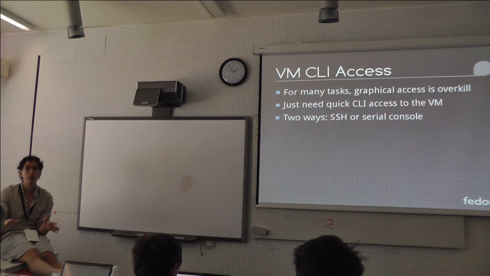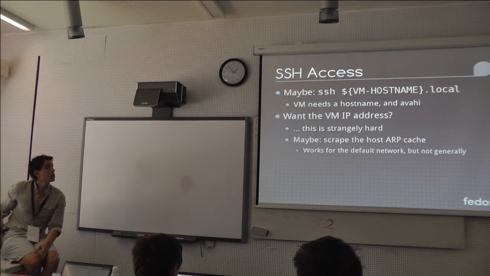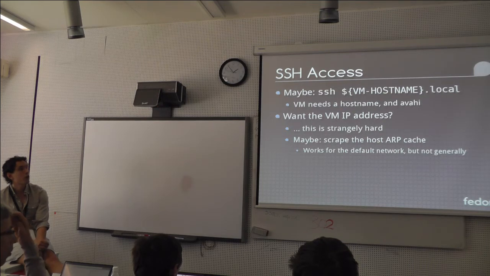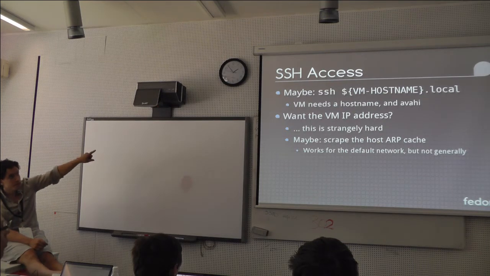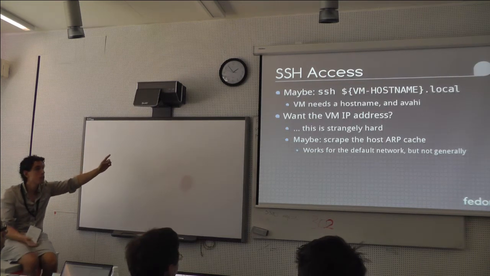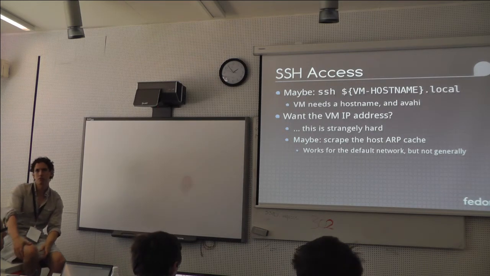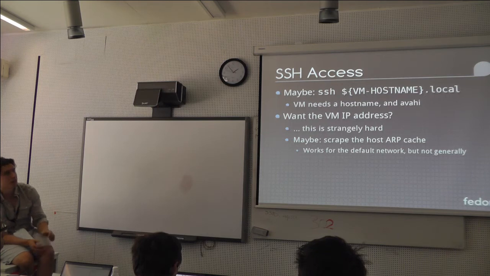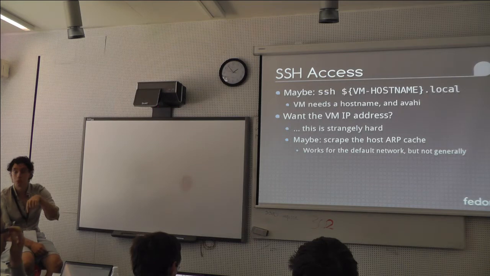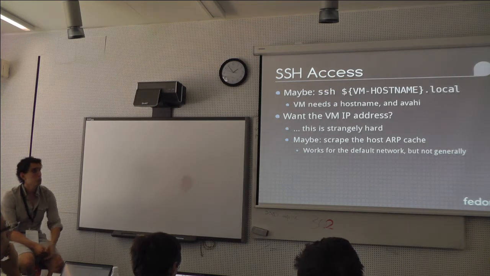So there's really two ways you can do this: SSH, just like a physical server, or serial console. SSH access is a little weird though. So maybe this will work if the VM has a host name and you configure it. It's not just localhost, and you've got Avahi set up, which I'm not. I know it's probably installed in the default desktop spin, but I'm not entirely sure if on Fedora 20 it's even firewall open. But if you're on your host machine, I'm talking about going from your host to inside a VM running on your host. That might work.